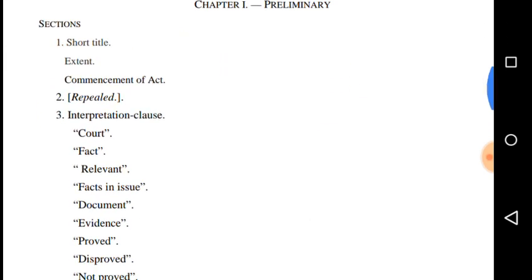Let's see here. First of all, section 1. Section 1 is the short title, that means the title of the act, which is the Indian Evidence Act 1872. Extent: India except Jammu and Kashmir, and all judicial proceedings, including civil and criminal, except affidavits or arbitration. Then commencement of the act, I think it is September. I have to see the bare act. Okay, section 2 is already repealed.